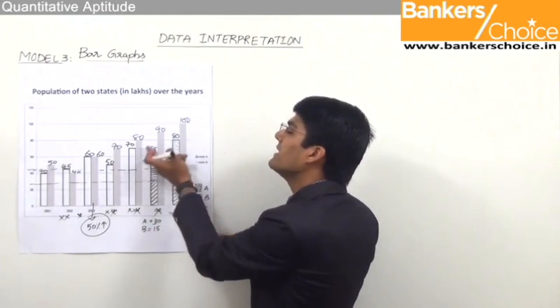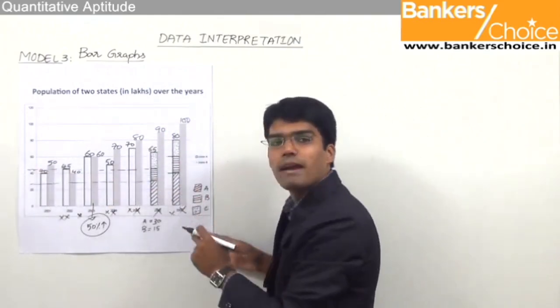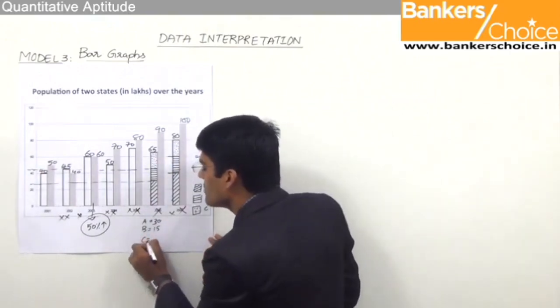And then remaining length of the bar will be for C. So it starts from 45 and goes up to 65. So 45 to 65, the length is 20. So we can say that C will be equal to 20 lakhs.